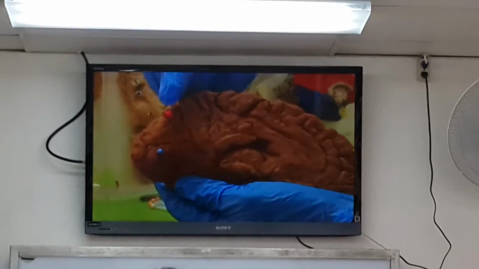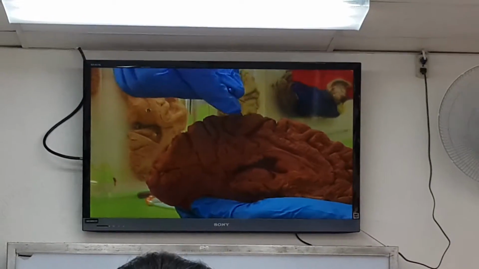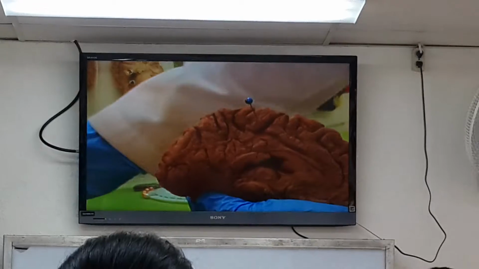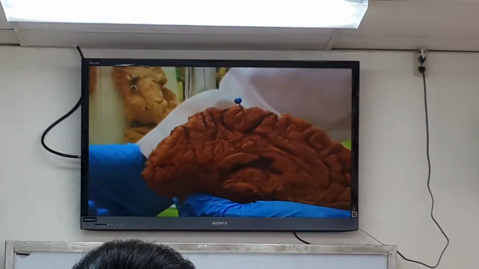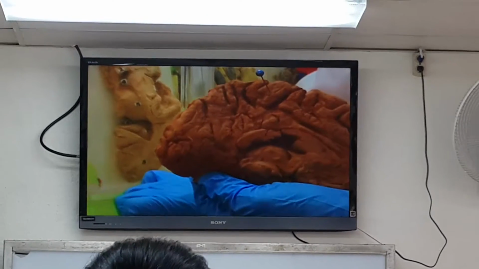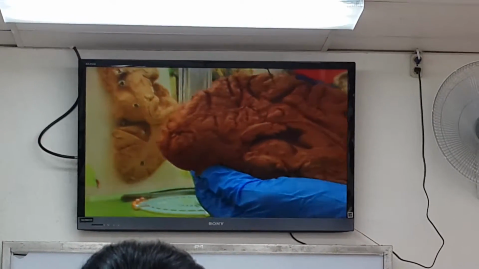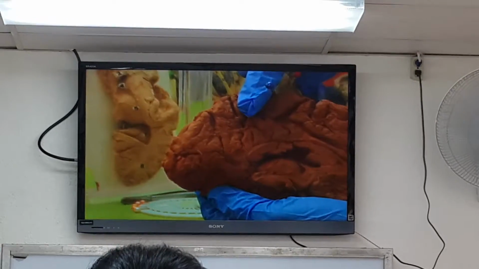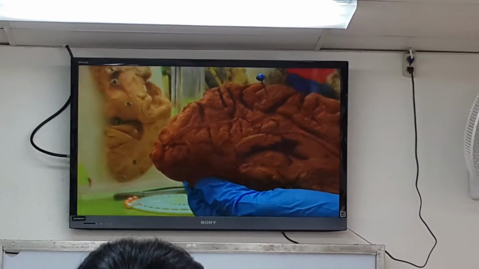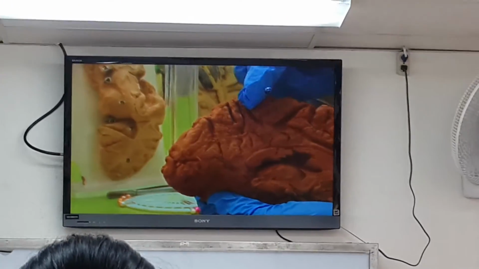If you go somewhere in the middle of the medial surface here, there is one gyrus. This gyrus is called the paracentral lobule. The anterior part of this gyrus contains the primary motor area. The posterior part of the same gyrus contains the somatosensory area. So the anterior part contains area 4, and the posterior part contains areas 3, 1, 2.